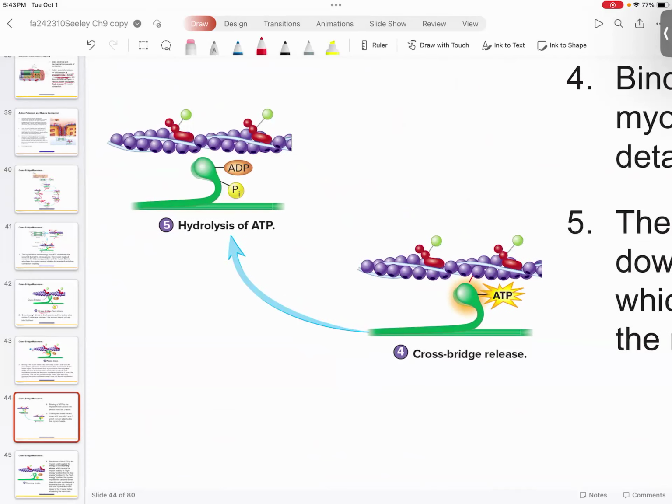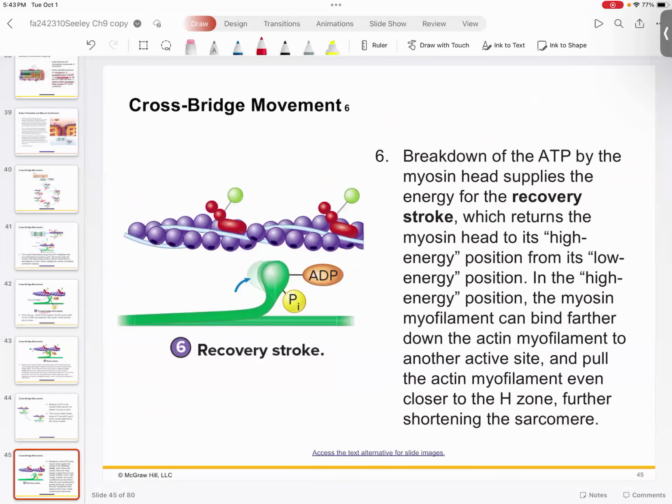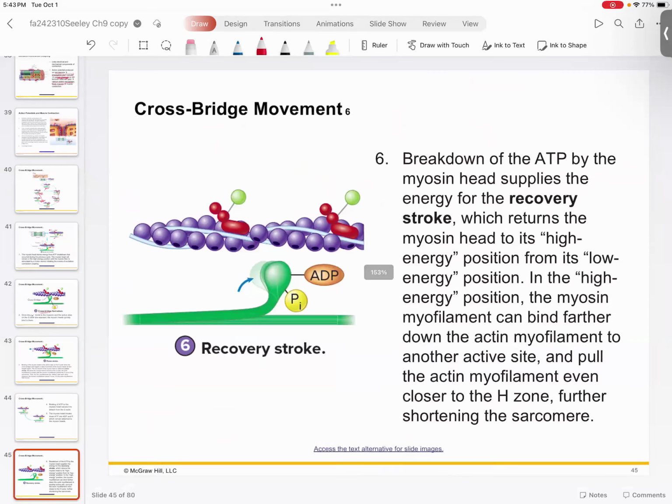At this point, you haven't recocked it yet. You recock it right after you do the hydrolysis. So basically, the recovery stroke will allow you to bend that back so that you can grab onto the next piece and basically pull that forward. So basically what you're doing is something like this. You're basically kind of grabbing it like this, and you're just going like this. So you're pulling it.